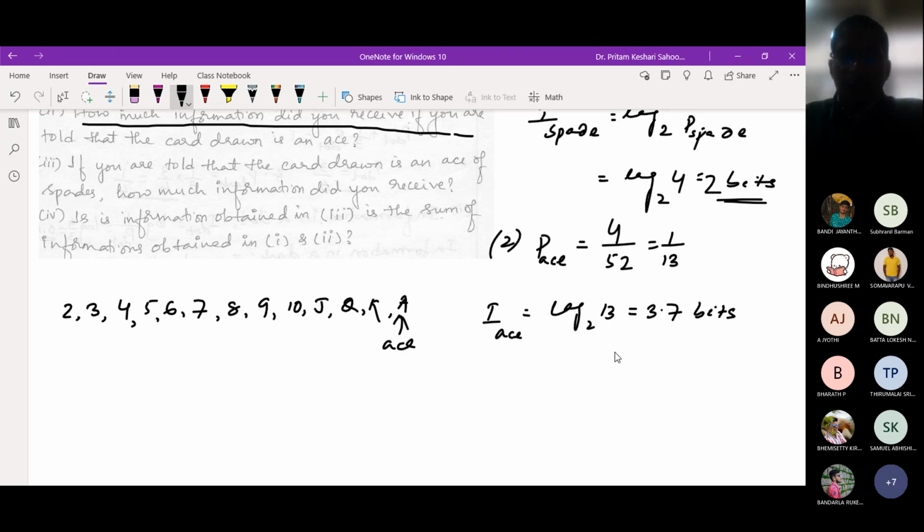Hope it is clear. Now come to the third one. Let me check if there is any question from your side. No. Okay. Third one: if you are told that the card drawn is an ace of spade type. Understood? The card drawn is an ace but of spade type. How much information did you receive?